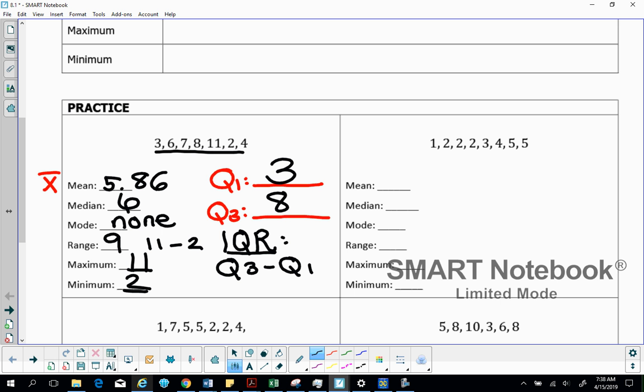It's Q3 minus Q1. So what is Q3? 8 minus Q1. What's 8 minus 3? 5. So interquartile range is the range of your quartiles. Range is your max minus your min. Does that make sense? Yes, no, maybe. Okay, so try the next one.